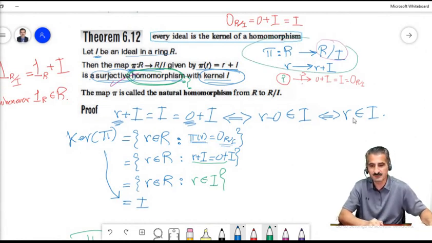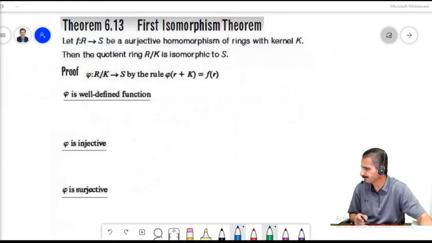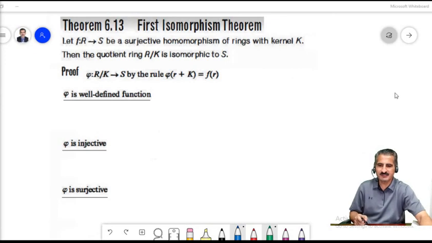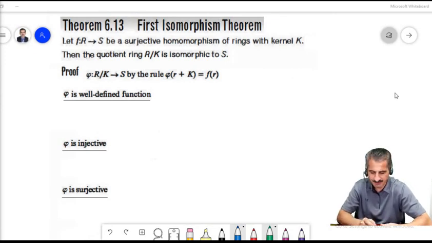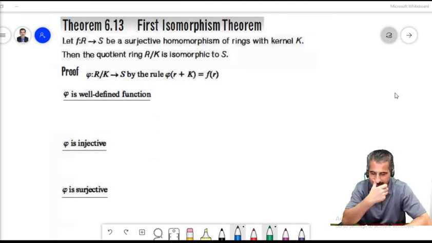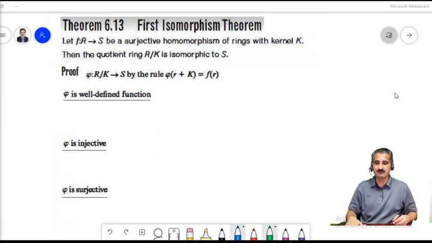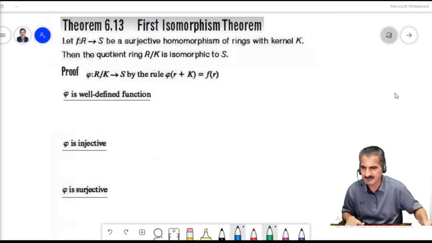And this way we will need it now for the first isomorphism theorem. First isomorphism theorem for rings. We have seen the first isomorphism theorem for groups, and this will be the same thing but adding one more operation. For groups it was only one operation, right? For rings we have two, and it is the same thing as before but with one more operation. Let's see what it says.